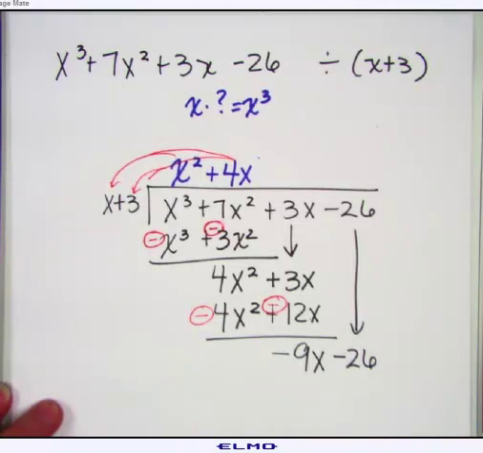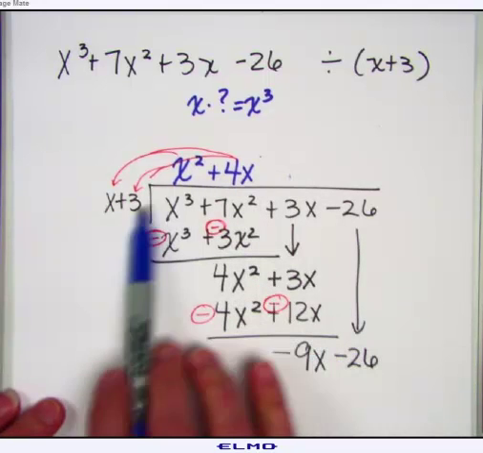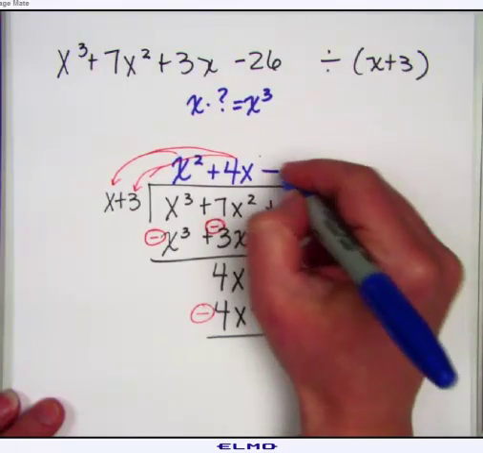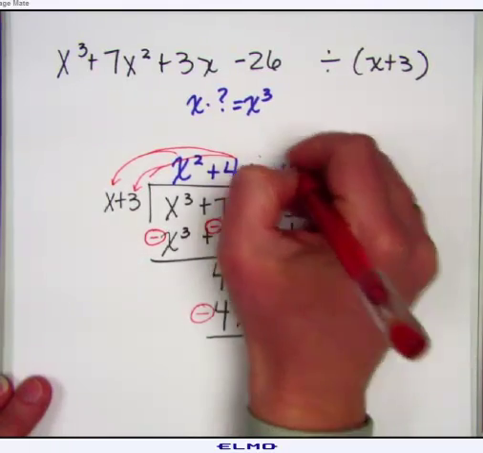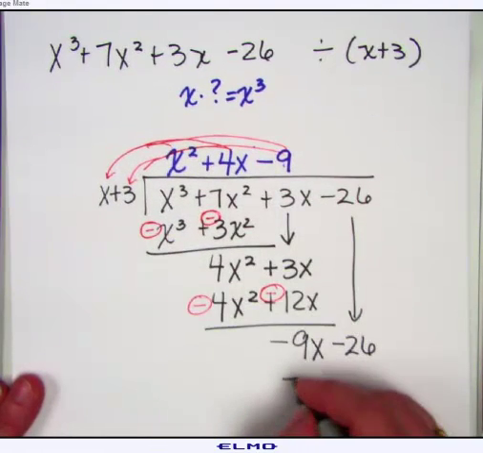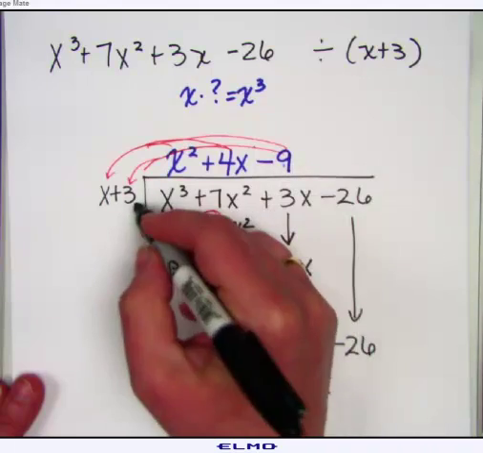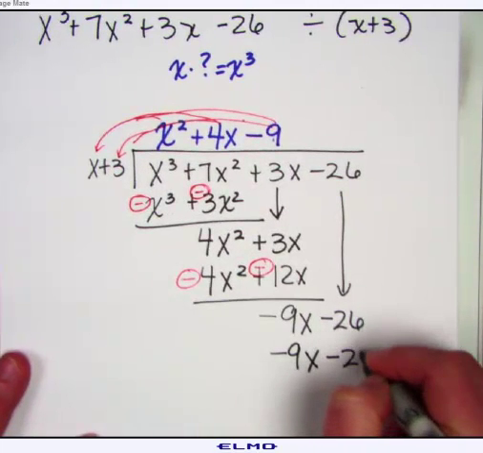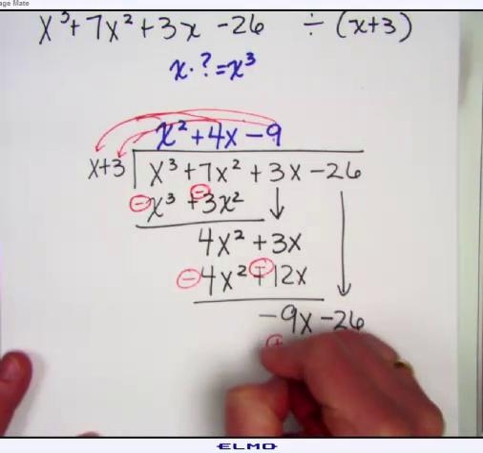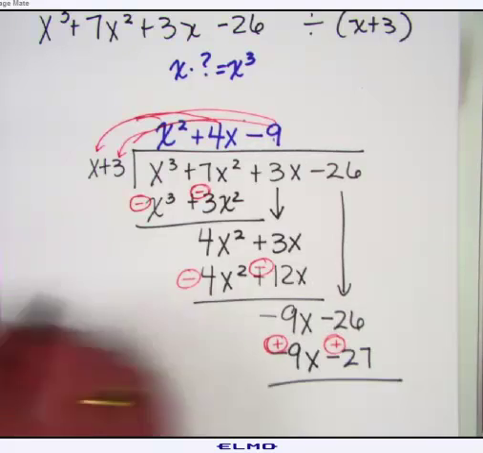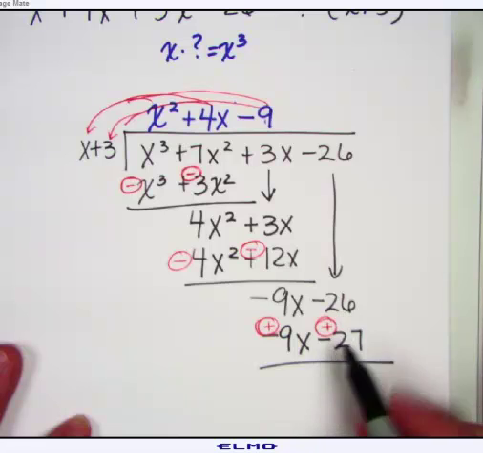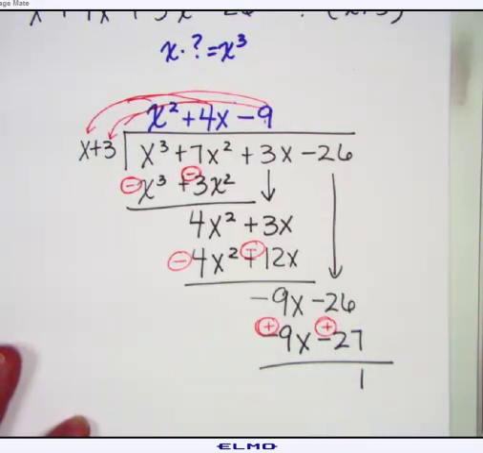Start the process all over again. Ask yourself, what times x gives me a minus 9x? Well, I already have the x, so I just need the minus 9. And again, I'm going to take that and multiply both terms by my minus 9. Minus 9 times x is minus 9x. Minus 9 times 3 gives me a negative 27. Again, we're subtracting, so my sign on both of those is changing. Minus 9x plus 9x goes to 0, and here I get negative 26 plus 27. That leaves a positive 1.